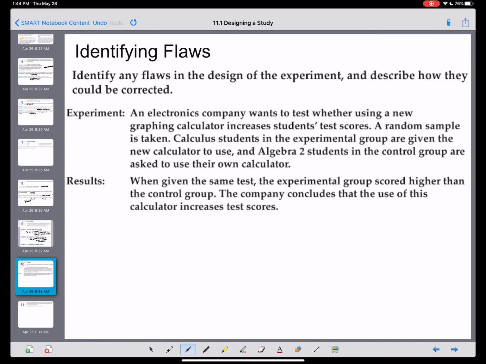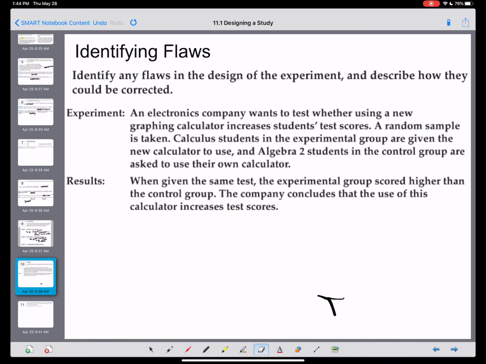Identifying flaws. So let's check out some flaws here. An electronics company wants to test whether using a new graphing calculator increases students' test scores. A random sample is taken. Calculus students in the experimental group are given the new calculator to use. Algebra 2 students in the control group are asked to use their own calculator. When given the same test, the experimental group scored higher than the control group.